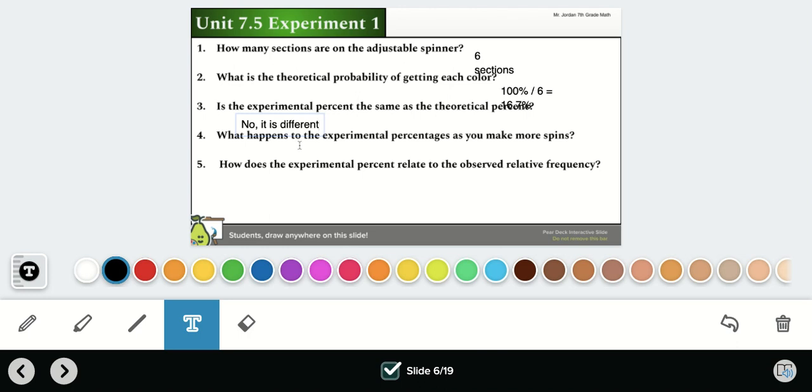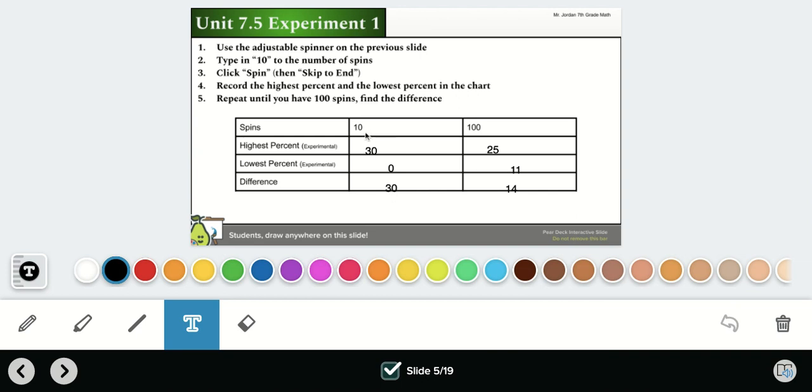What happens to the experimental percentages as you make more spins? Now, if you notice, when we made 10 spins, the highest was 30, the lowest was 0. So there was a difference of 30% between the highest and lowest. When we made 100 spins, the highest was only 25 and the lowest was 11. So there's only a difference of 14. So the more spins I make, the difference between the highest and lowest gets smaller.